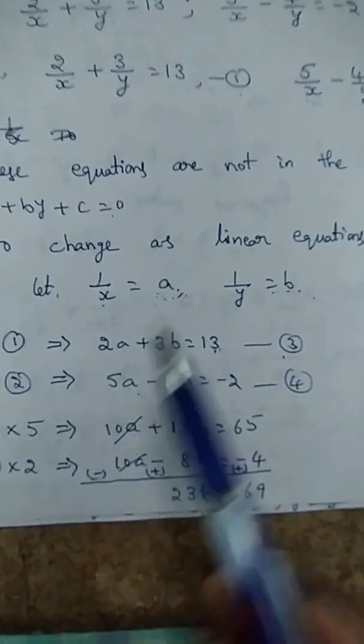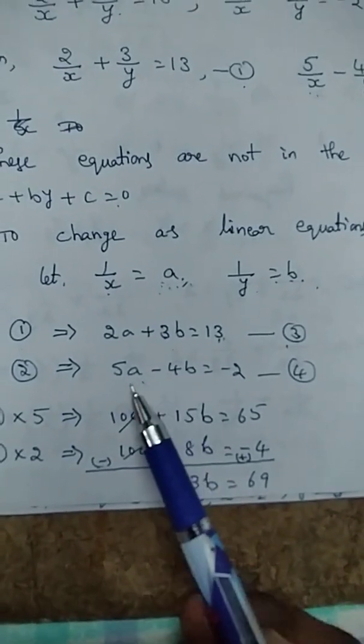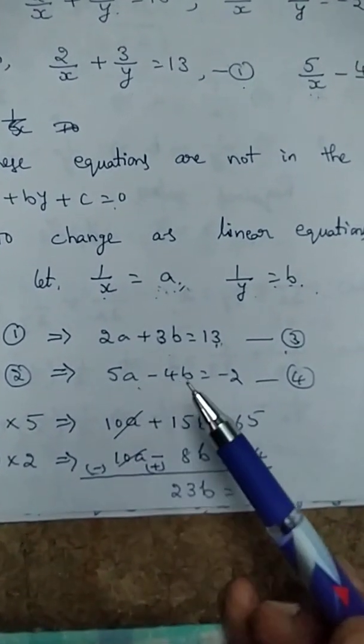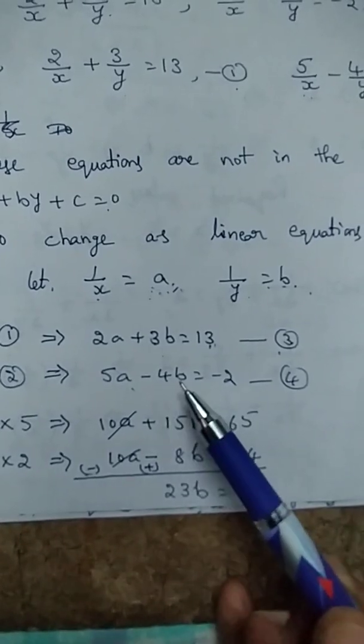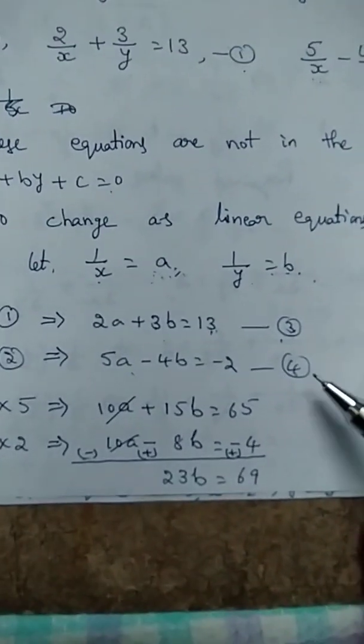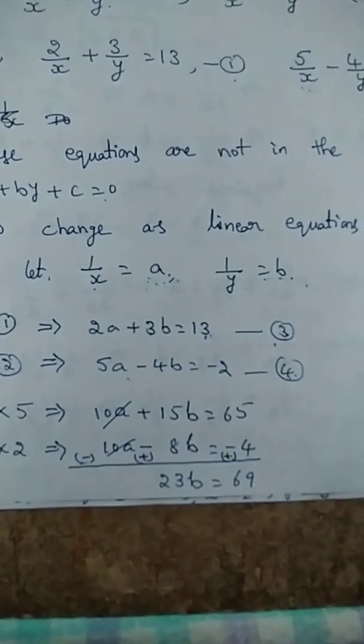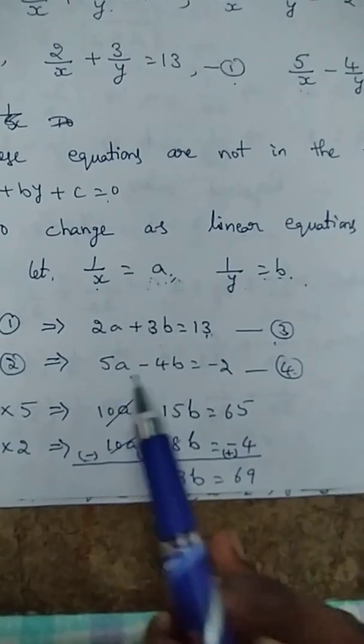Okay, now the second equation is changed as a linear equation which has the variables a and b. So 5a minus 4b is equal to minus 2. It is a fourth equation. Okay. Now these are the third and fourth equations, which are in the form of a pair of linear equations in two variables, which has the variables a and b.